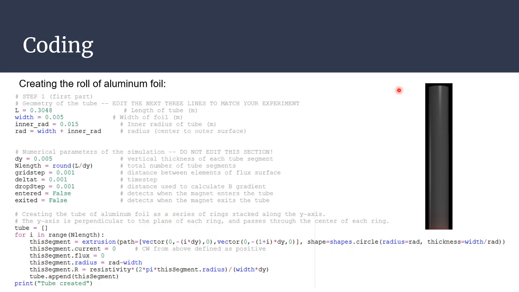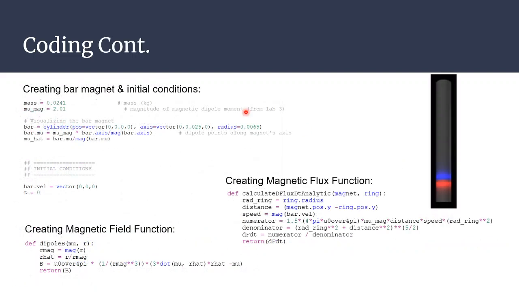I then started coding, and I created my aluminum foil tube to the dimensions that I found in real life, where the length was this, the width was this, and the inner radius of the aluminum foil was this. And the code created an aluminum foil tube for me. Then I created the bar magnet with its initial conditions, and for the bar magnet I used the mu that I got from lab 3, which was 2.01, and I found the mass of my bar magnet.